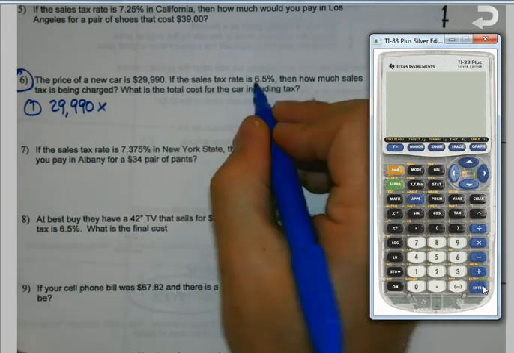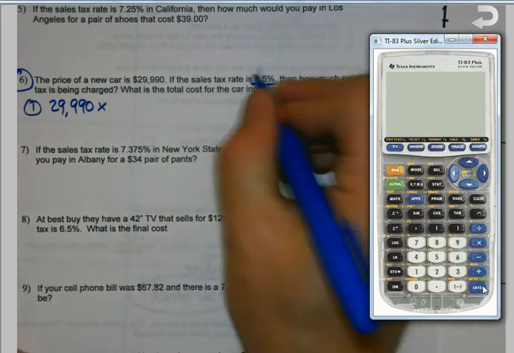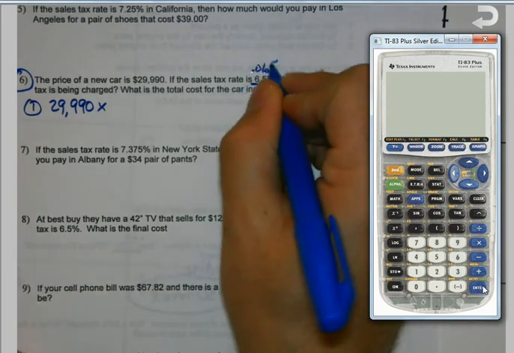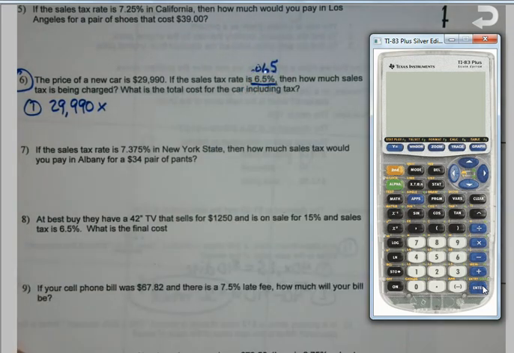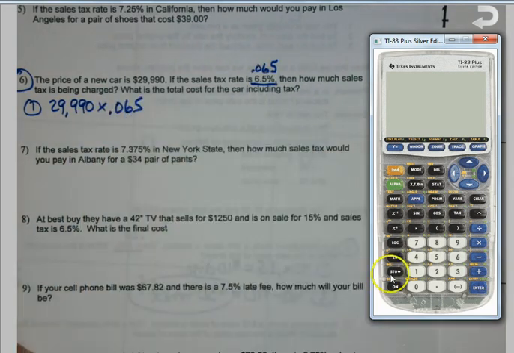And again, with percentages, if you're not sure on how to get them into the decimal, just divide that number by 100, because that will tell you how to get it into the form that it needs to be. So 0.065.